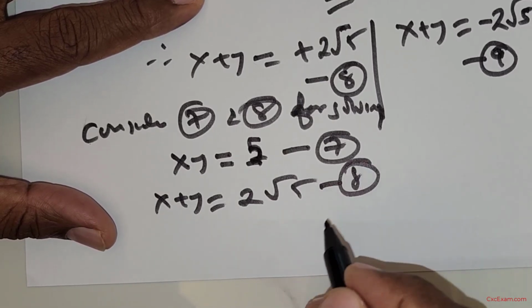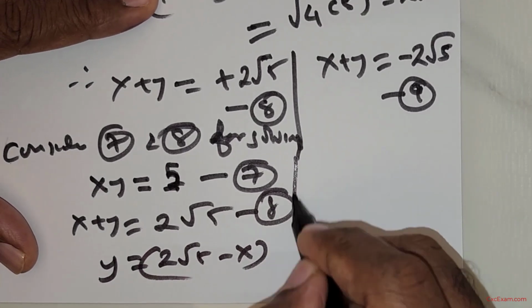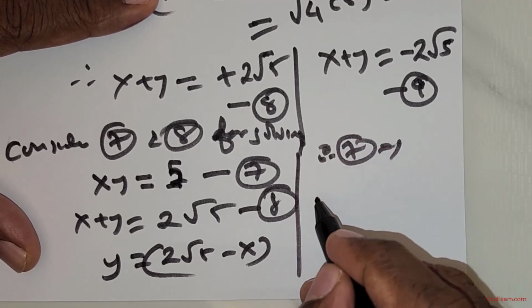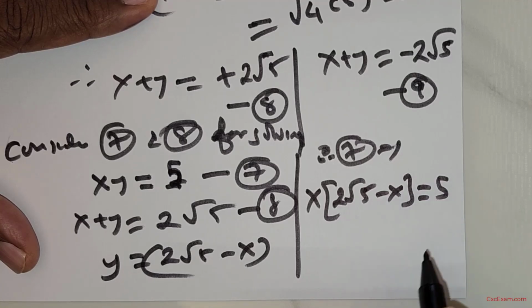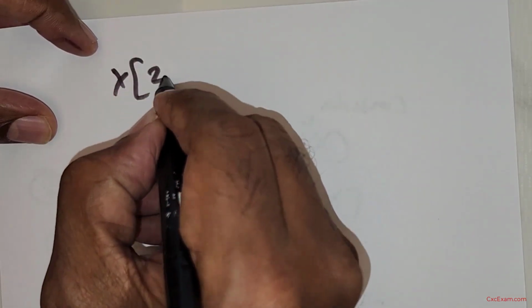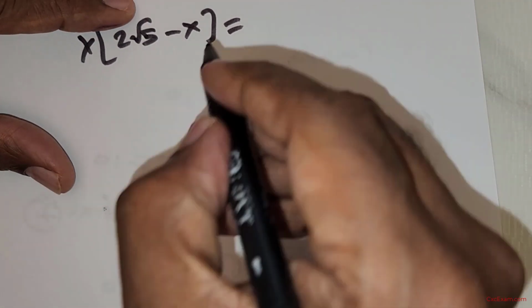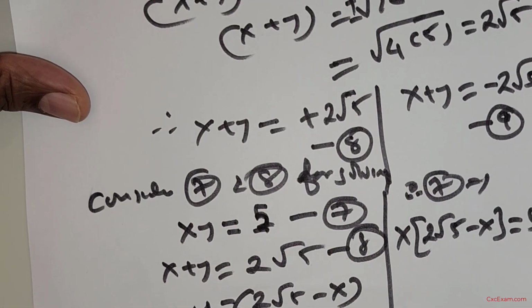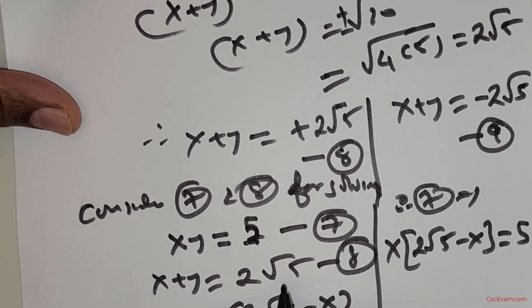Now this is 8, right? So clearly y is equal to 2 times root 5 minus x. So therefore 7 can be rewritten as x times (2 times root 5 minus x) is equal to 5. So you will have to solve this. Let me show you how to do that. x times (2 times root 5 minus x) is equal to 5. Okay, fair enough. So this is for the positive value, then we have to come back to the negative value.